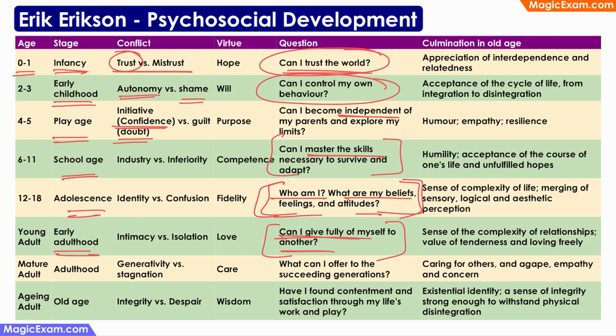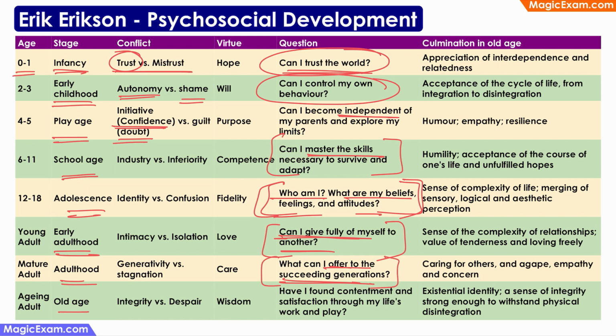And then comes mature adulthood. Here, the person is already in a proper job, and the person probably already has a family, and the person is looking at what can I offer to the succeeding generation, because the person is trying to build a future for his or her children. And the question is, what can I do for the next generation?